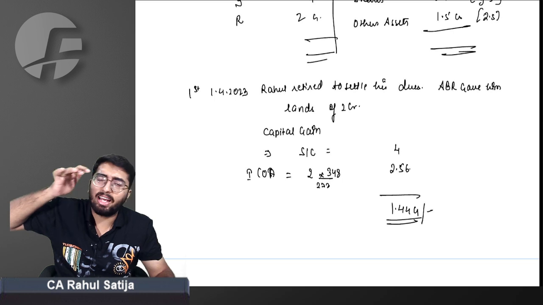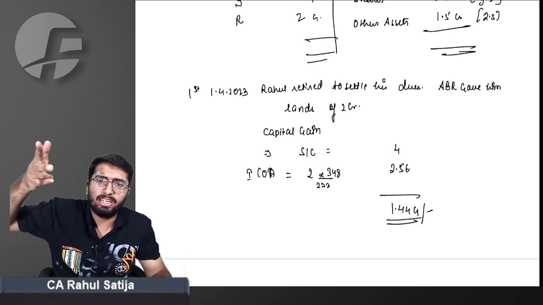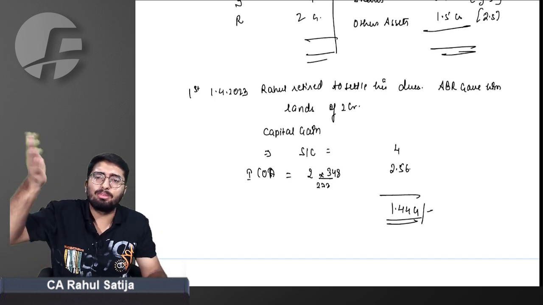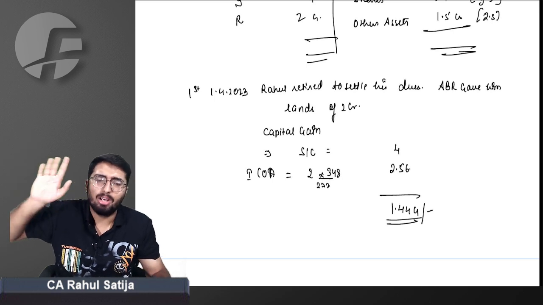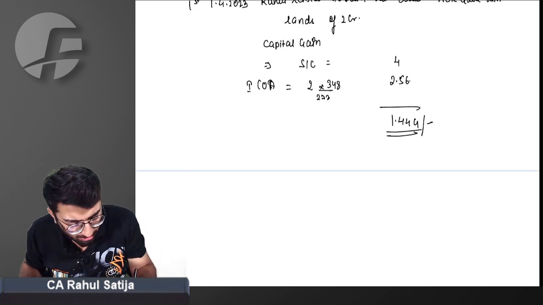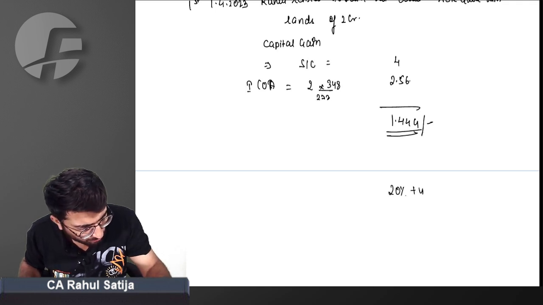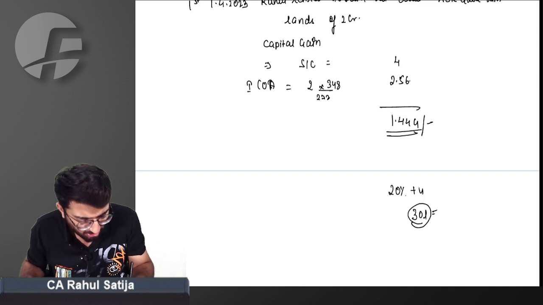What tax would have accrued on this? Simply tax at 20% plus 4%. Ignore surcharge as of now. Just calculate the tax liability. At 20% plus 4%, can I say my tax liability would have been about 30 lakh rupees?